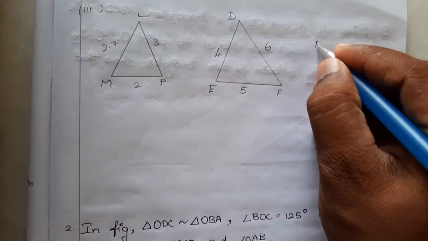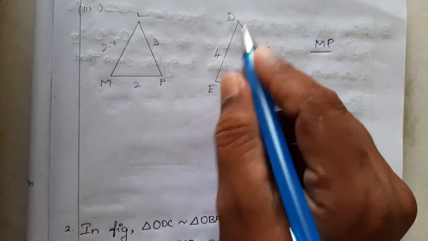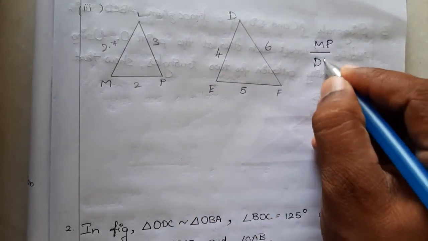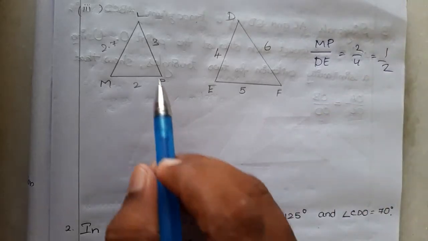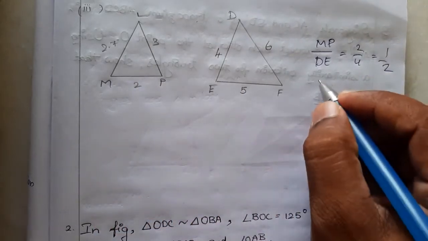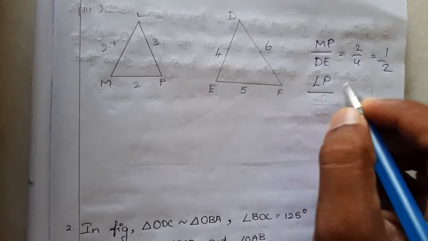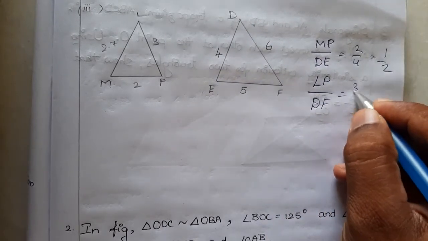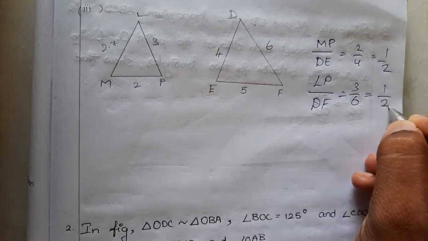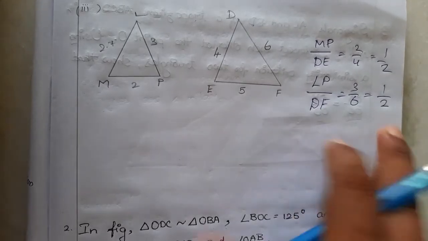Let me choose MP divided by DE, which is equal to 2 by 4, which is equal to 1 by 2. Next, LP and DF, which is equal to 3 by 6, and reduced, it is 1 by 2.